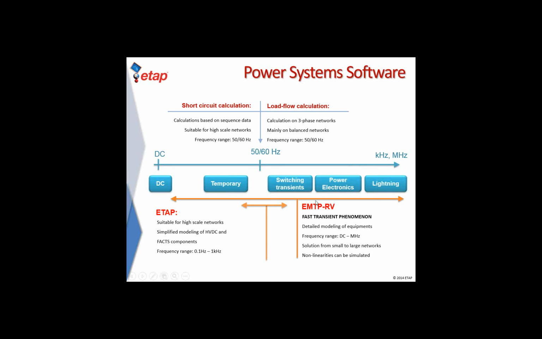EMTP stands for Electromagnetical Transient Program, restructured version. That means that we want to analyze what's happening below the milliseconds. We want to simulate fast transients. We want to analyze, for instance, switching transients. What's happening when I am energizing lines or when I'm energizing the transformers? What's happening when there is a fault on my system?